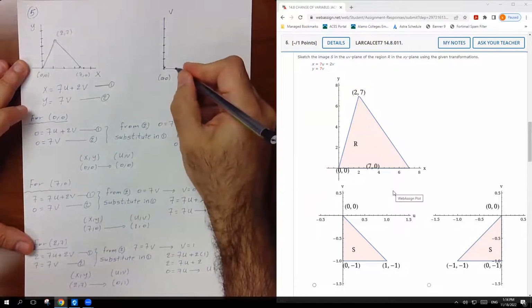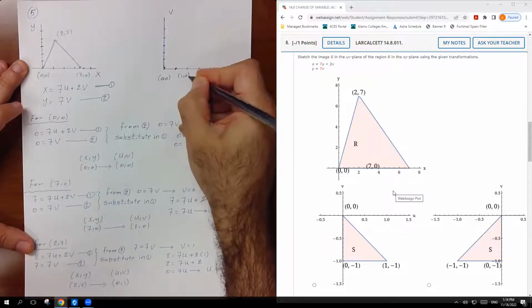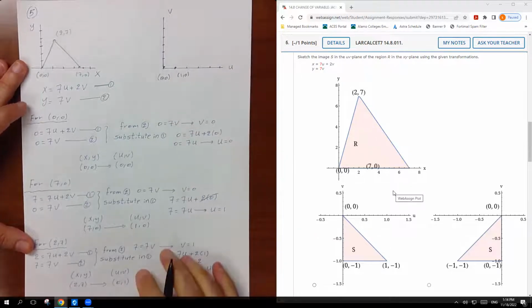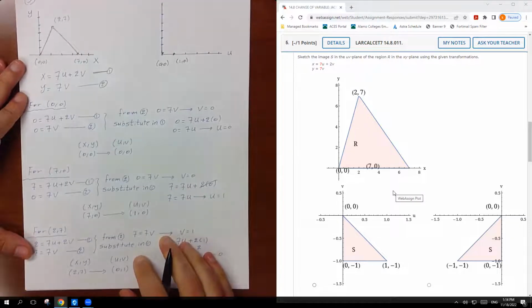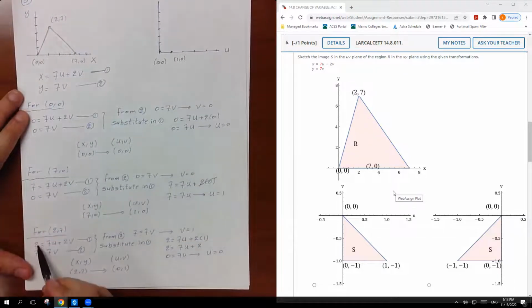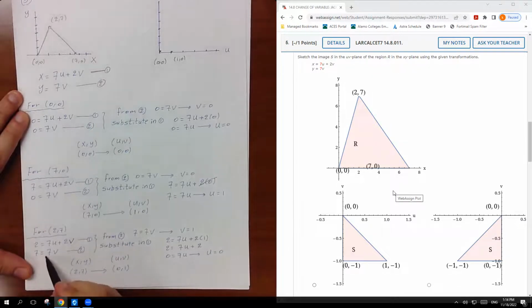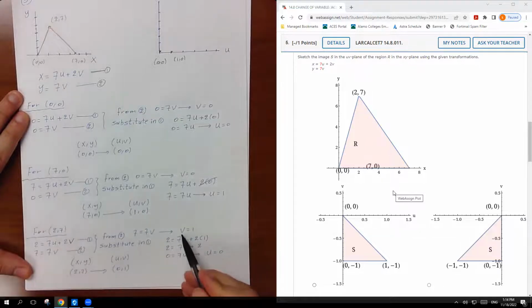It's going to be here. So here is 1, 0. You're going to check the third point, 2, 7. Plug in 2 here and 7 here. So 7U plus 2V. And 7 equals 7V. From the second equation, 7 equals 7V, we can get V equal 1.